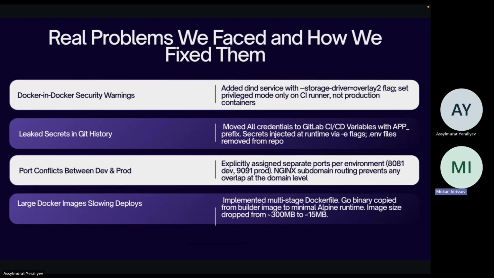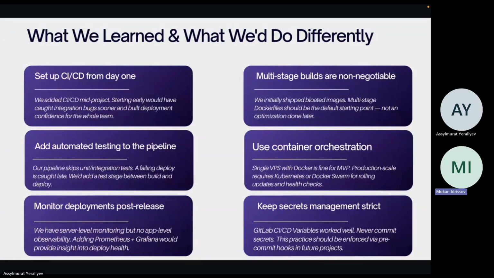And third, running dev and production on the same server created port conflicts. We solved it by assigning fixed, distinct ports per environment and enforcing the separation at both the container and engine levels. And last, our early Docker images were over 300 megabytes, which made deploys slow. Multi-stage builds brought that down to around 15 megabytes. So the next slide is about the lessons that we learned, and here's what we take from this project. Set up CI/CD from day one; we added CI/CD mid-project. Add automated testing to the pipeline, monitor deployments post-release, multi-stage builds are non-negotiable, use a container registry, and keep secret management strict.